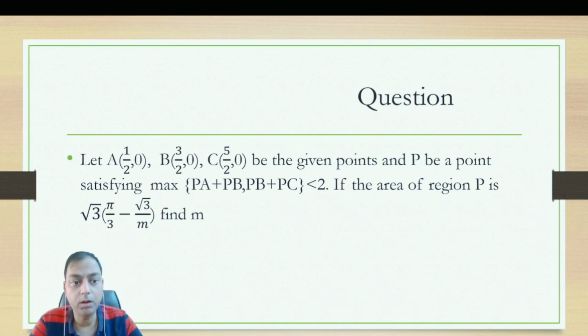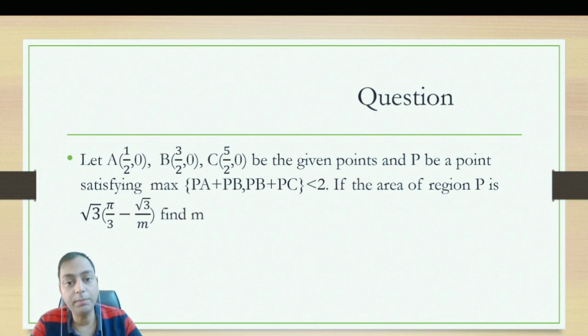Students, in this video I am going to discuss a very interesting question from the topic related to ellipse and area under the curve. The question is: let A (1/2, 0), B (3/2, 0) and C (5/2, 0) be the given points and P be a point satisfying the condition max{PA + PB, PB + PC} < 2. If the area of the region of P is (√3 π)/3 − √3/m, what we need to find? We need to find the value of m.